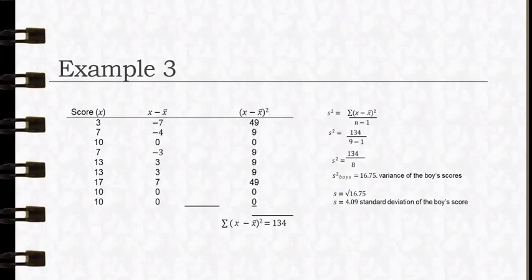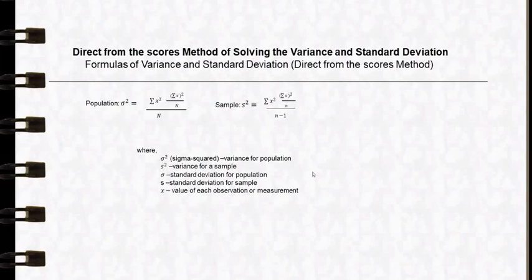Now, this is what we call the long method of computing the standard deviation and variance. We have a shortcut. This is it, the direct method. It is used when you don't want to compute for the mean. You just use the squares and the summation of x.